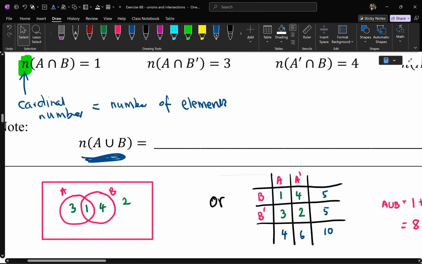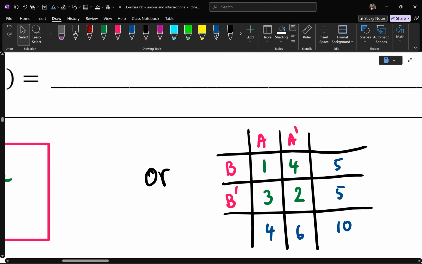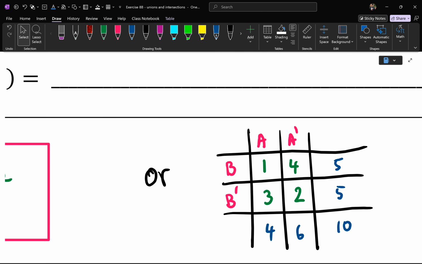Or you could use a table and do the same thing again. A intersect B, A intersect not B, A dash B, A dash B dash, and you would have got 1, 3, 4, 2. And if you add vertically, you get total for A, total for A dash, total for B, total for B dash. So I know the universal set should have 10 items. Union, you know that we're adding these 3 regions, so it's 3 plus 1 plus 4.